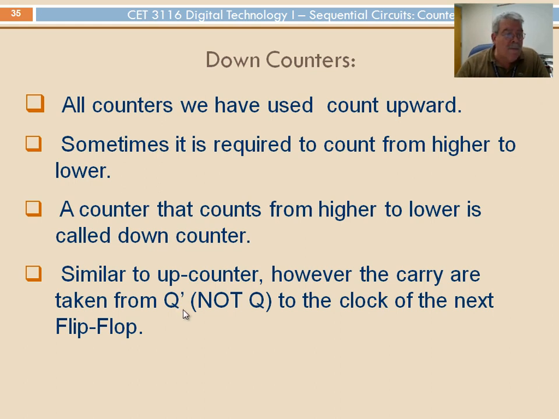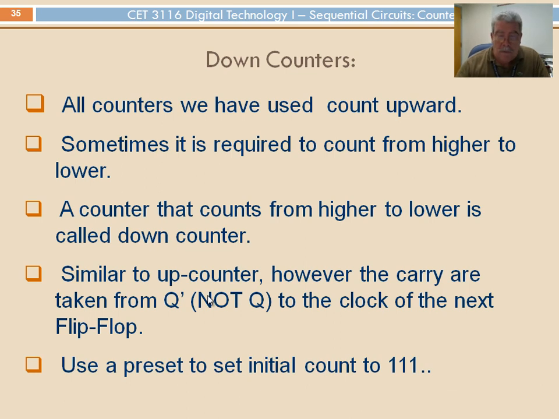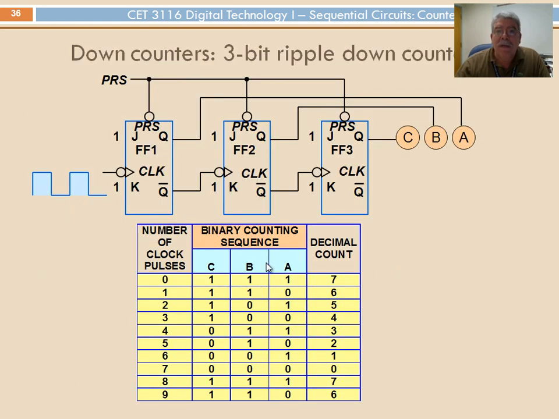Okay, and then we want to start looking again at ripple counters, but in this case down counters. Usually we use a preset to start counting at the maximum count, not necessarily always true, but the examples that we're going to be discussing use this form. Our first example is going to be a 3-bit ripple down counter.